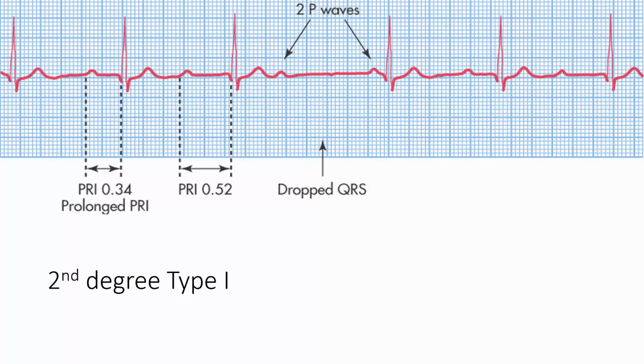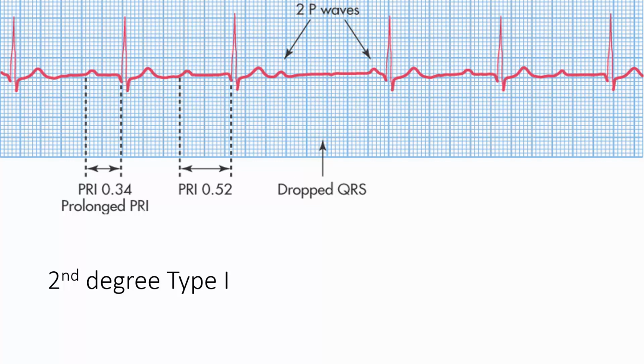Your rhythm is going to be irregular, and the reason is because you're dropping beats right here. If you look at this picture, you can see that I've dropped a beat right here. What this tells you when you drop a QRS complex is that the impulse was blocked right here. So P waves, you do have a P wave before every QRS complex. However, there is not a QRS complex after every P wave. I'm going to explain that to you in one moment to help you understand.